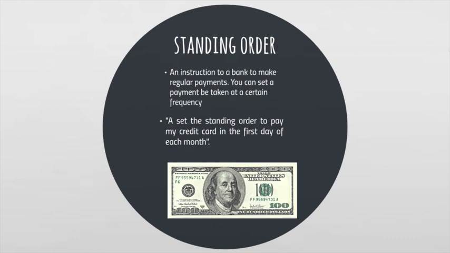The next word is standing order. A standing order is an instruction to a bank to make regular payments. You can set a payment to be taken at a certain frequency. An example of this word is, I set the standing order to pay my credit card on the first day of each month.